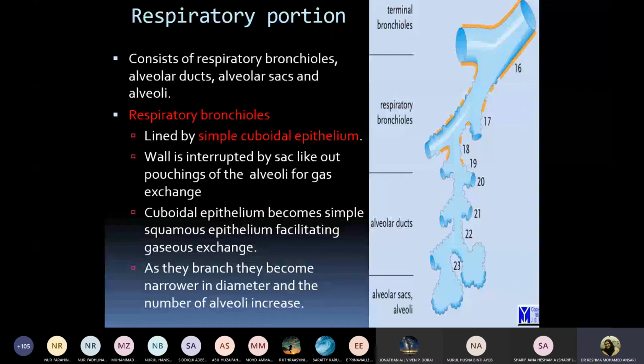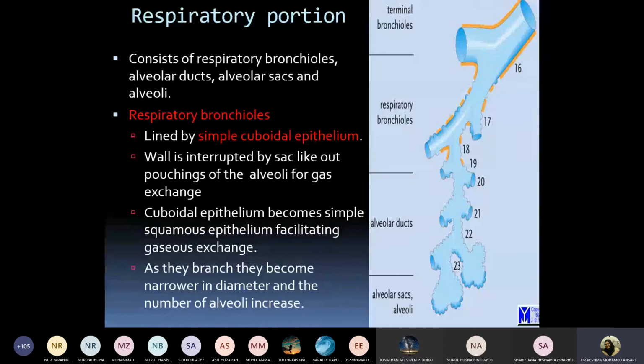So respiratory bronchioles are just lined by simple cuboidal epithelium. In this image, if you look at terminal bronchioles, the wall is represented by orange color. Look at the wall. The wall is more continuous. When you look at respiratory bronchioles, the orange color is broken, meaning the wall starts breaking and alveoli start sprouting. That's where we start to have gaseous exchange. So this wall is interrupted by sac-like outpouchings for alveoli for gas exchange. This cuboidal epithelium later becomes squamous, and once they start branching, the number of alveoli increases.